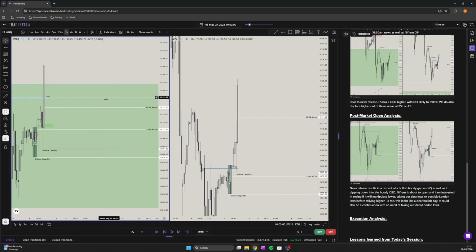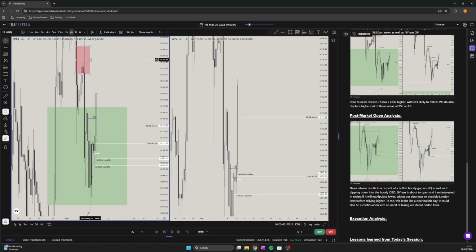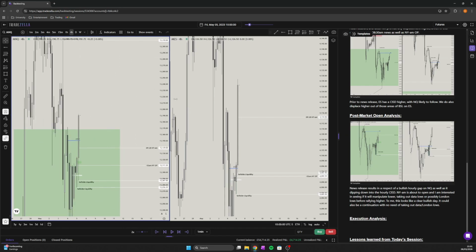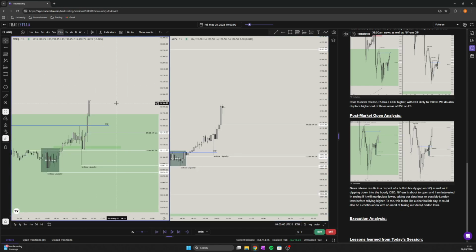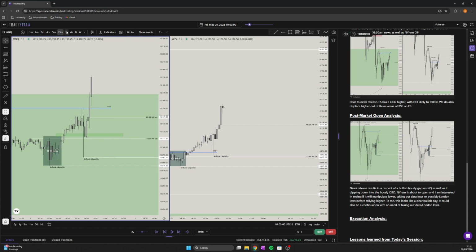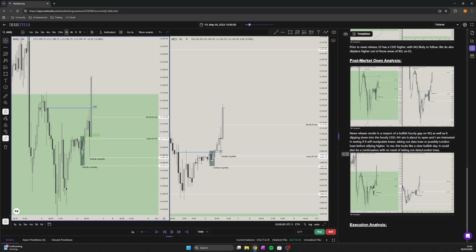Is that noise? That is noise. Let's just mention we get changes to delivery higher on both pairs. We get a SMT higher on both assets. This looks like it will be a continuation long sort of day.